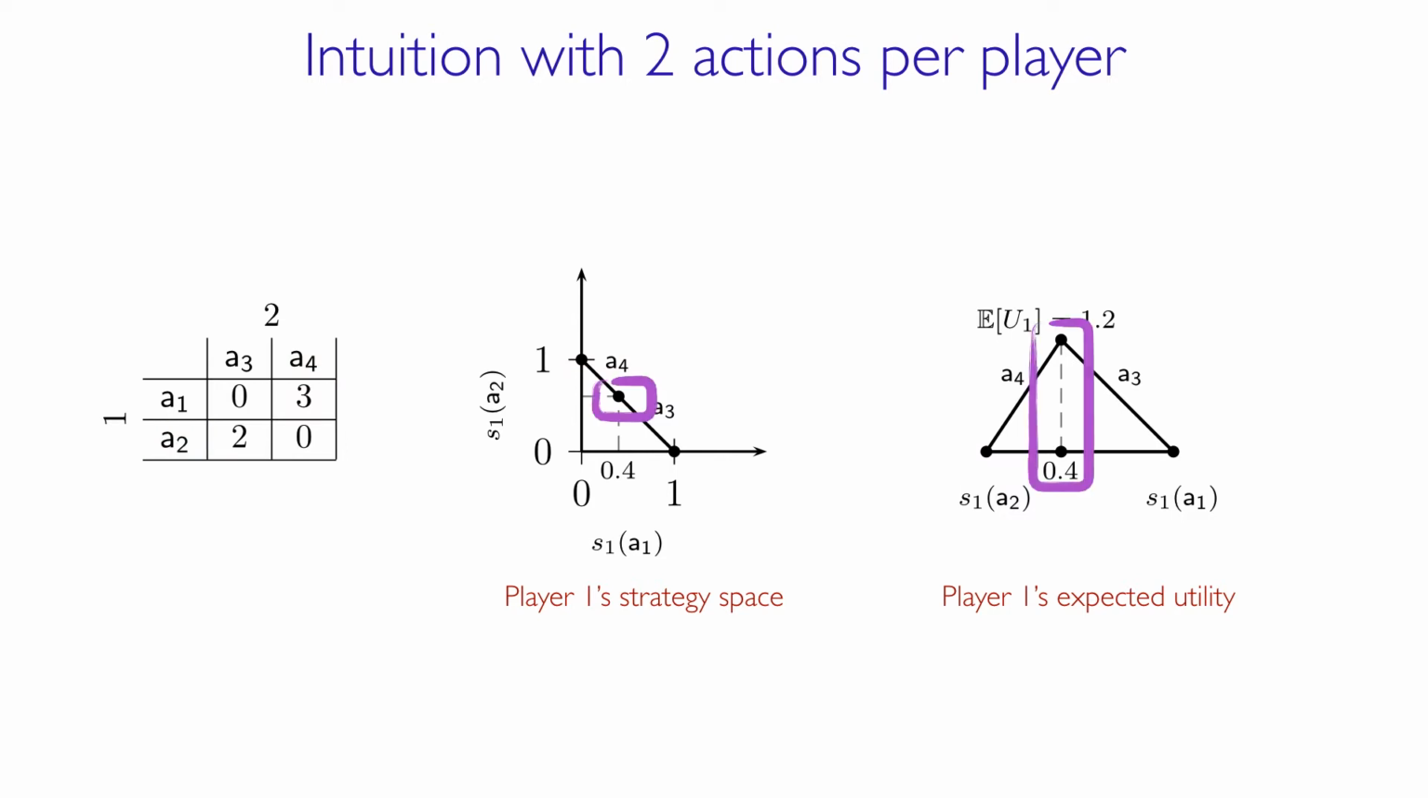When player 1 plays A1 with probability 0.4, then player 2 plays A3 or A4 indifferently, and the expected utility of player 1 is 1.2. That is the maximum player 1 can achieve.